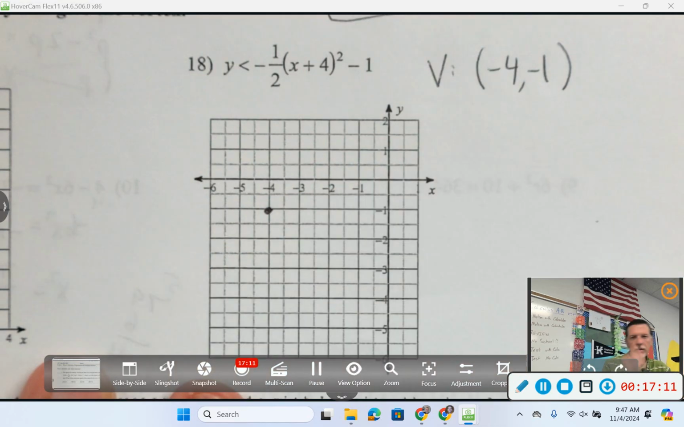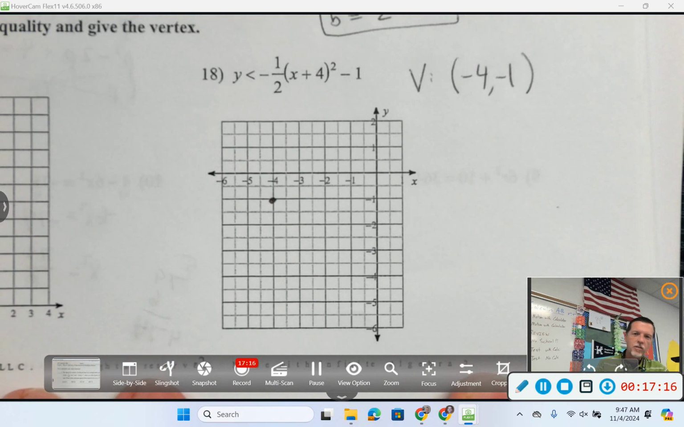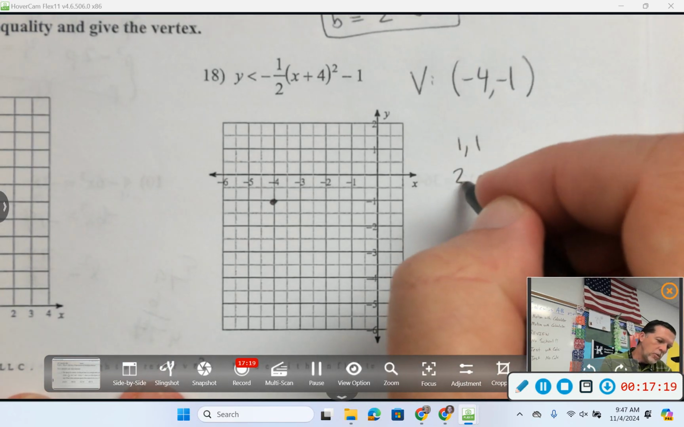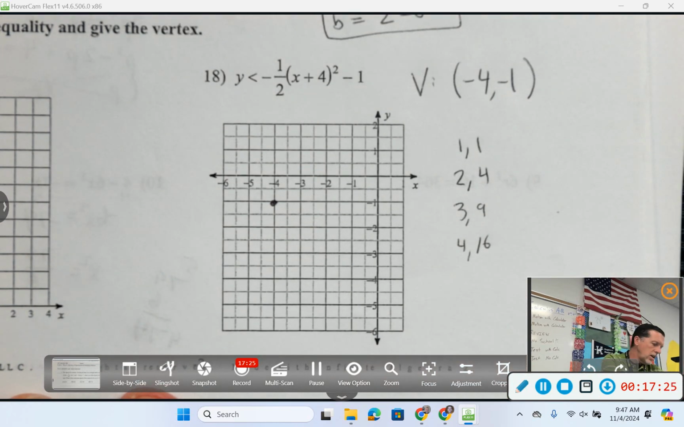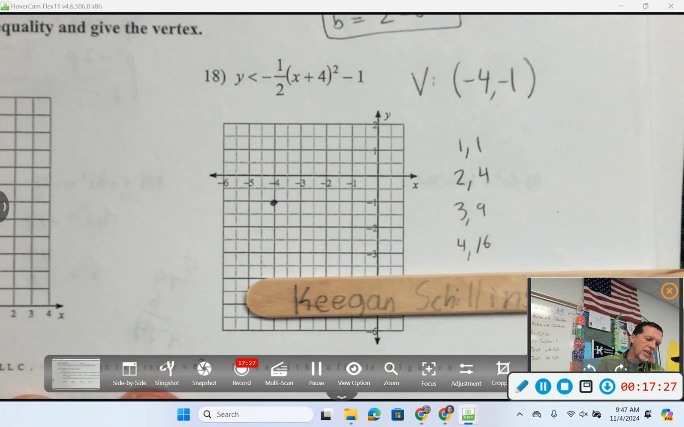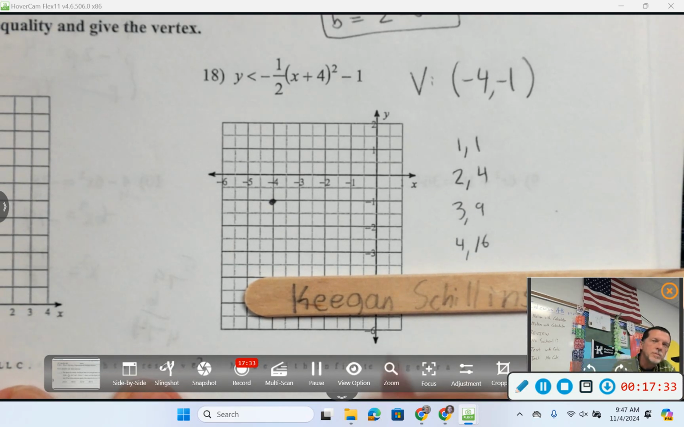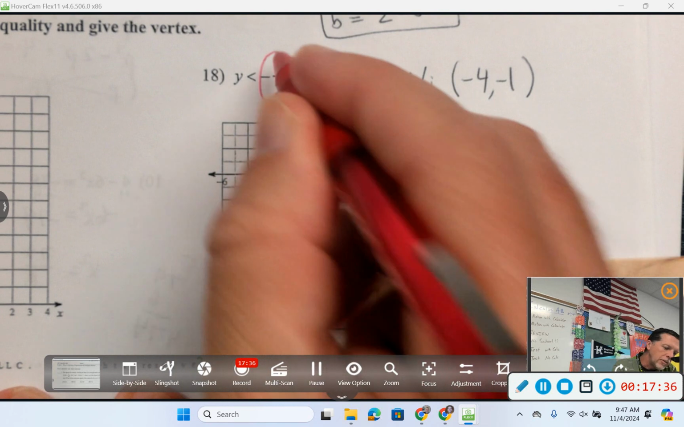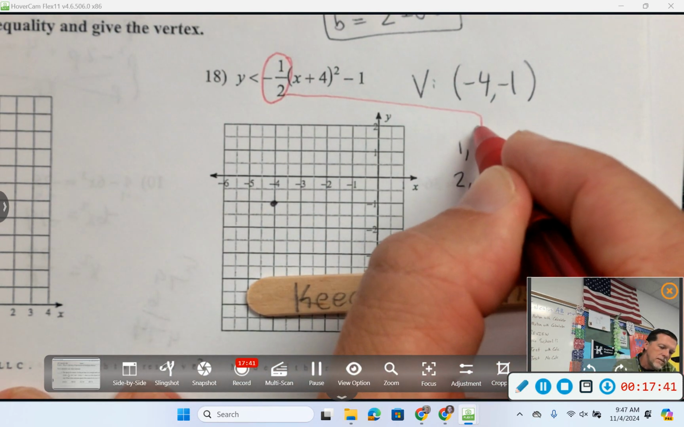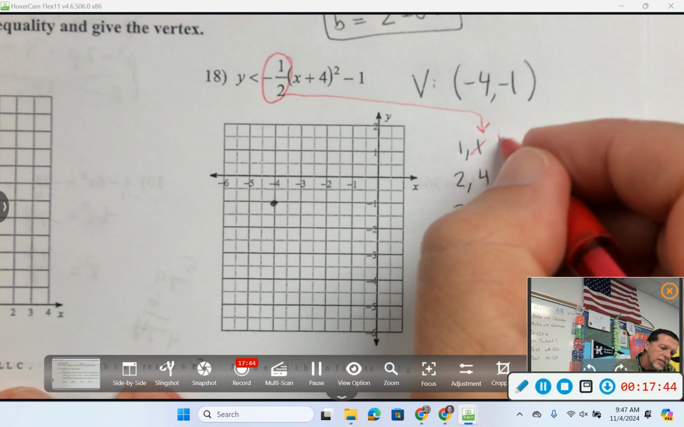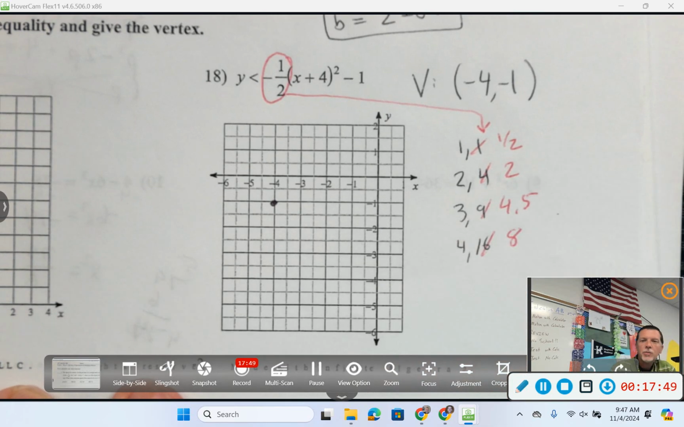Careful on this one. The grid marks are half apart instead of 1 apart. Usually I do 1, 1, 2, 4, 3, 9, and so on, however far I want to go. Keegan, is there anything that would make me not do 1, 1, 2, 4, 3, 9? So what do I do with that 1/2? Perfect. 1/2, and 2, and 4.5, and 8, but we probably won't get to 8.